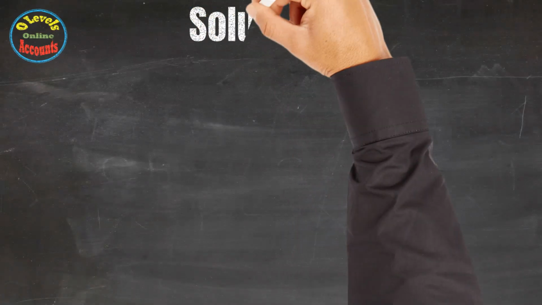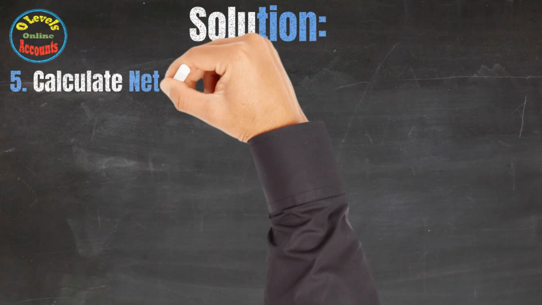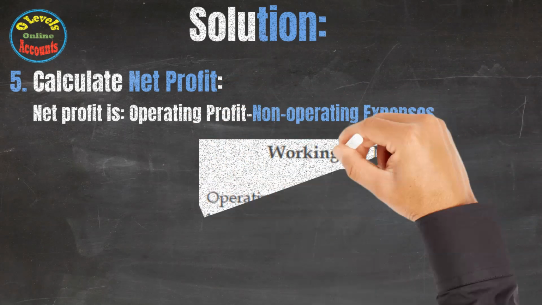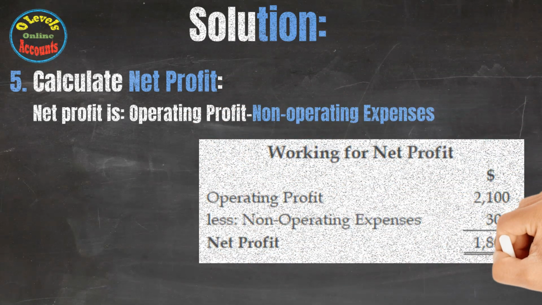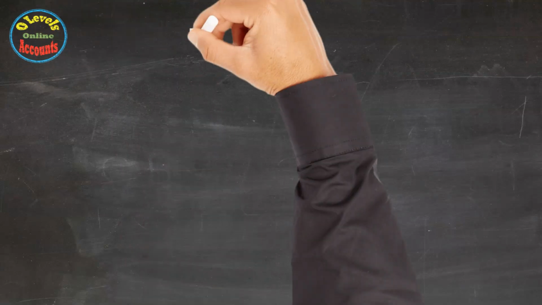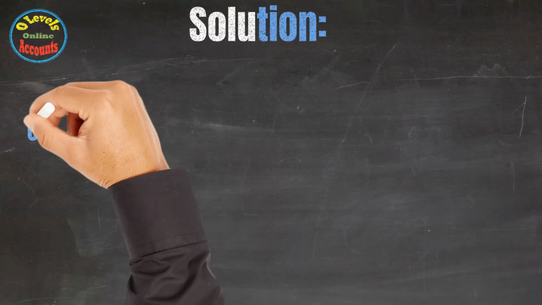To calculate the net profit, it is operating profit minus non-operating expenses. As per working, the calculated net profit value is $2,100. Let's move to another solution. The overall working for net profit shows the combined workings for all requirements.